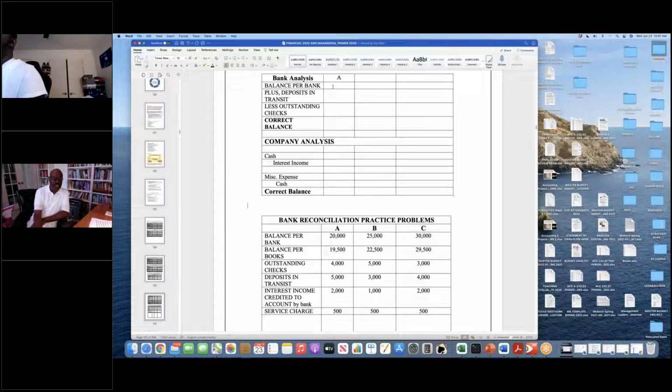All right, I'm going to work this in for you. We're doing the bank analysis first, so the balance per the bank was $20,000. Then the deposits in transit, $5,000. So we bring those up here. Then the outstanding checks were $4,000. So we're just putting these in our analysis. So our correct balance would be what? 21,000.